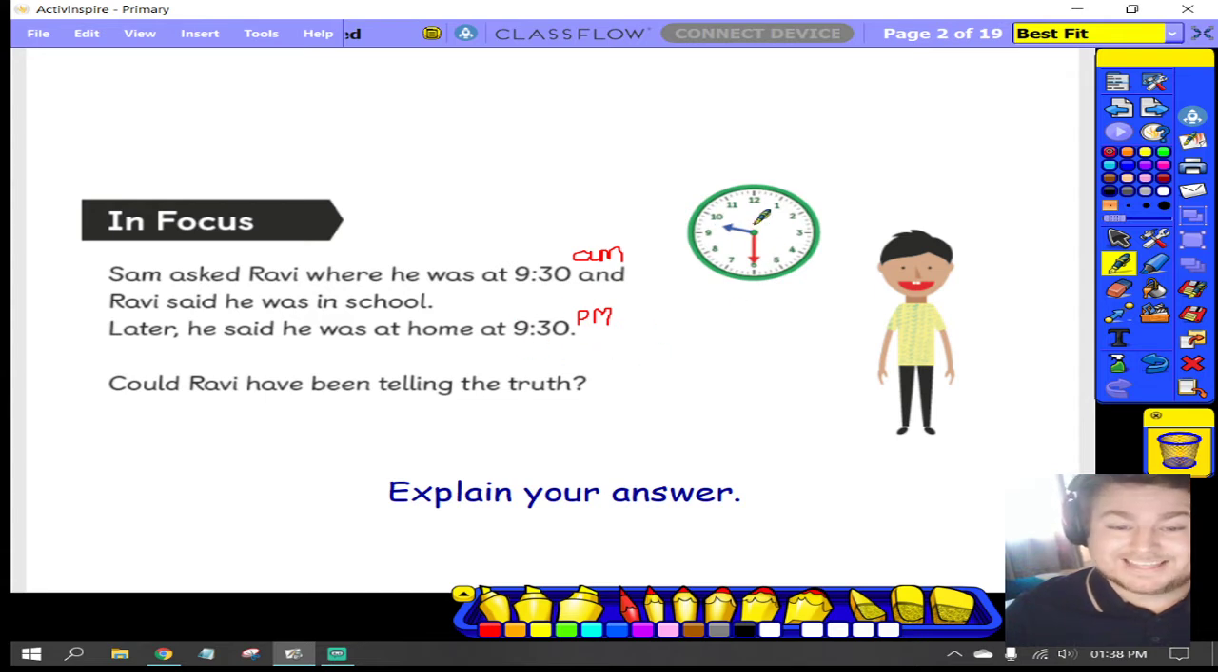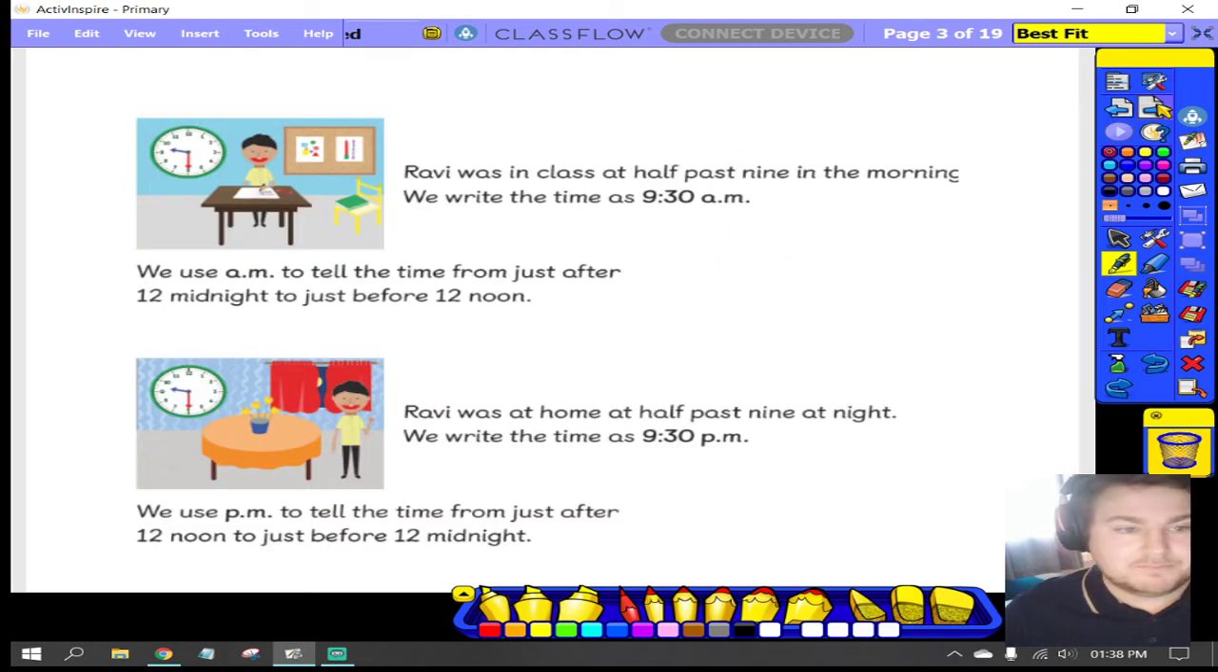Look at this clock. It doesn't tell us whether it's AM or PM. We can move on. Ravi was in class at 9:30 in the morning. Rewrite this time as 9:30 a.m. That's right. We use AM to tell the time from just after 12 midnight to just before 12 noon, which is also known as midday.